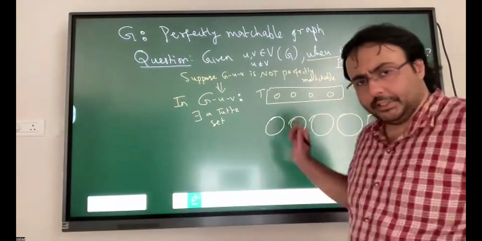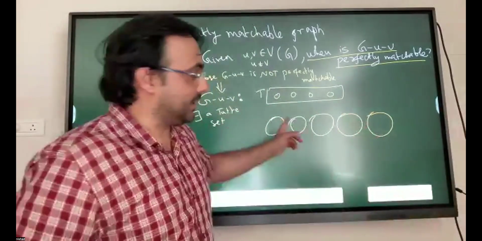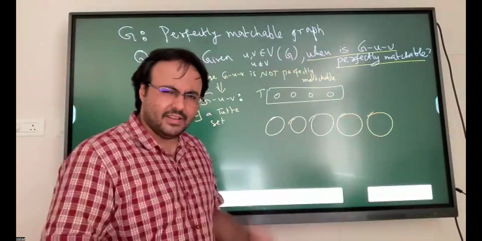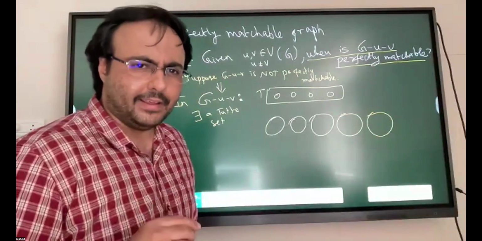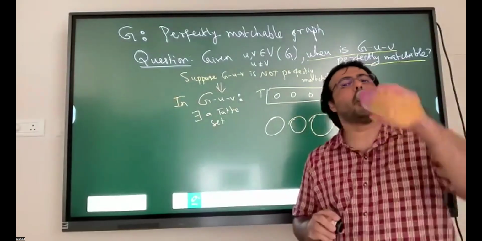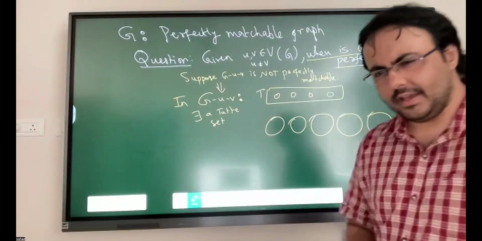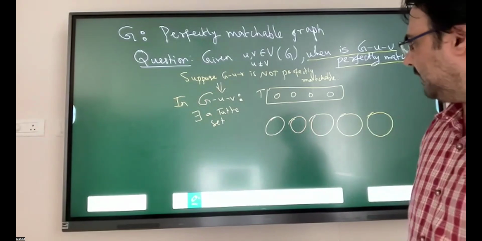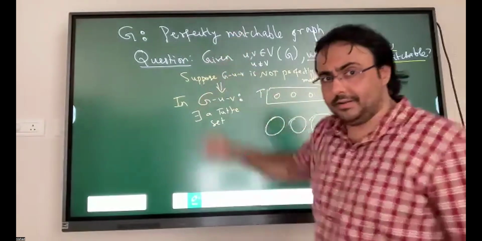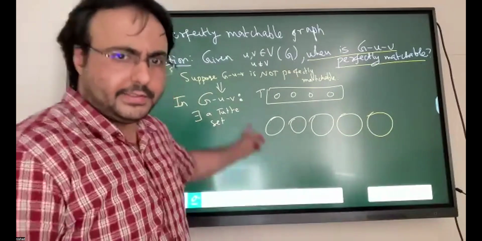Let's try to understand this situation. Can I have exactly 5 odd components in this situation? I delete 4 vertices and I have exactly 5 odd components. Can this happen? I'll give you a hint: parity. Can we have exactly 5 odd components in G minus U minus V minus the set T? And remember, the original graph is perfectly matchable, so it has an even number of vertices. So can we have the situation?